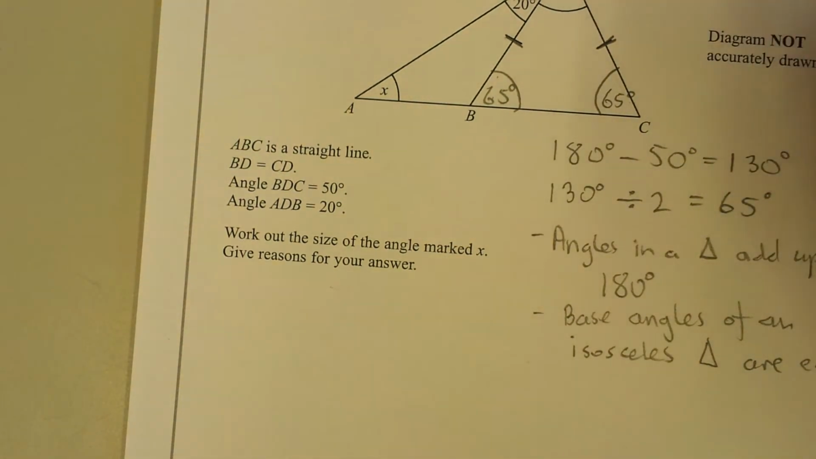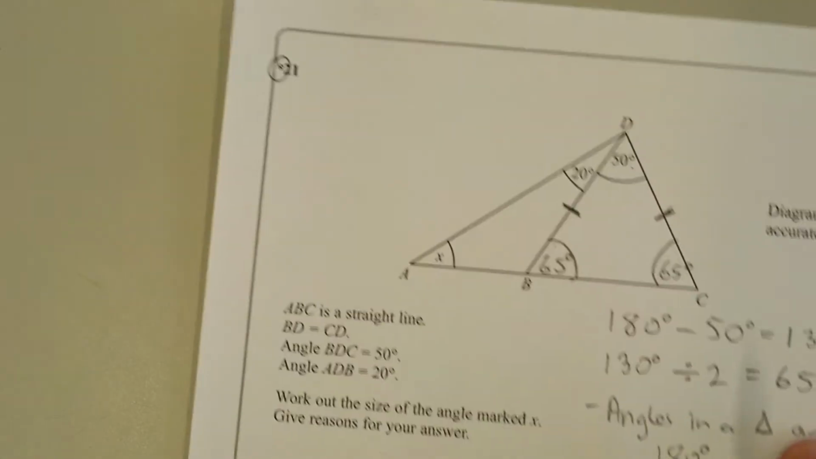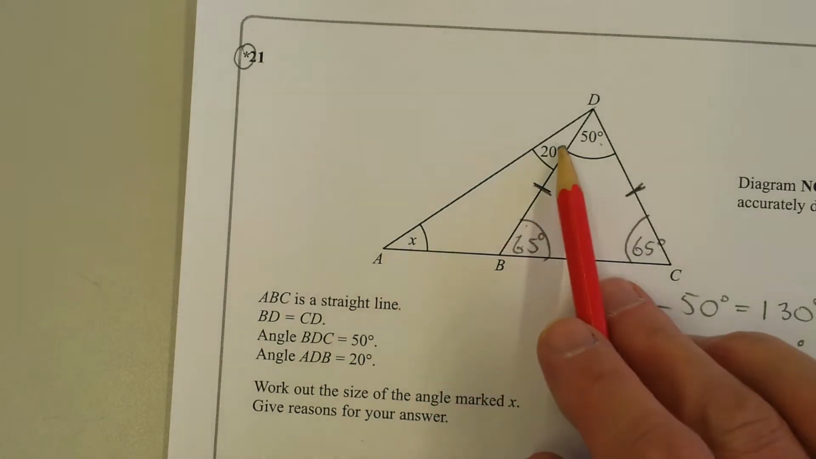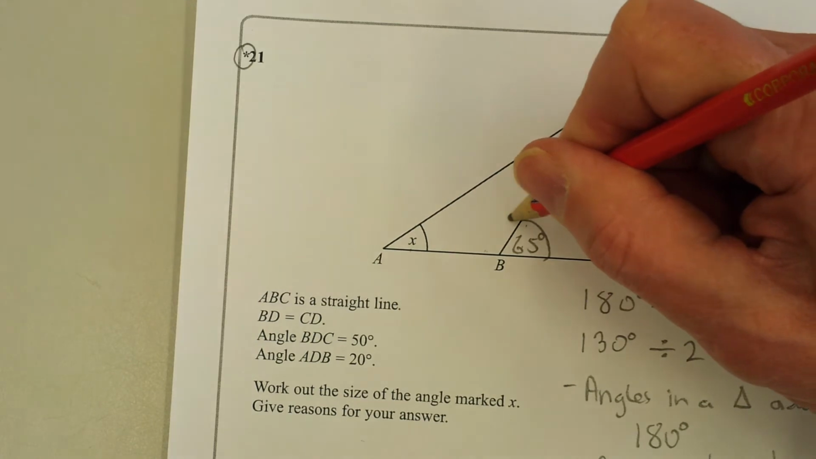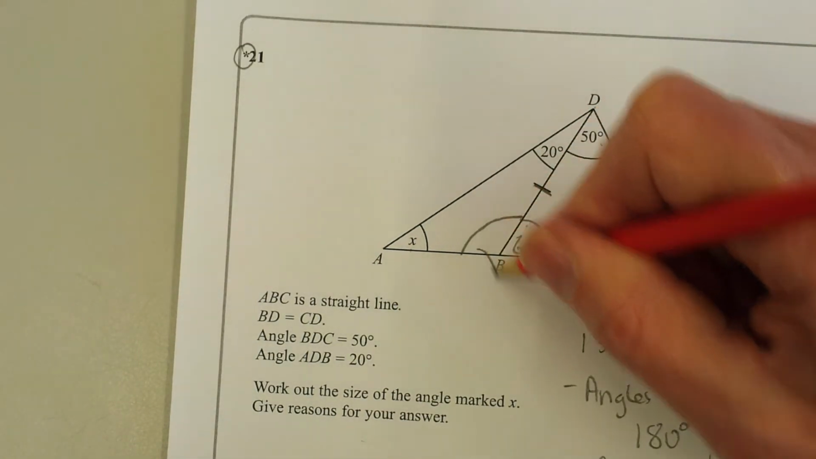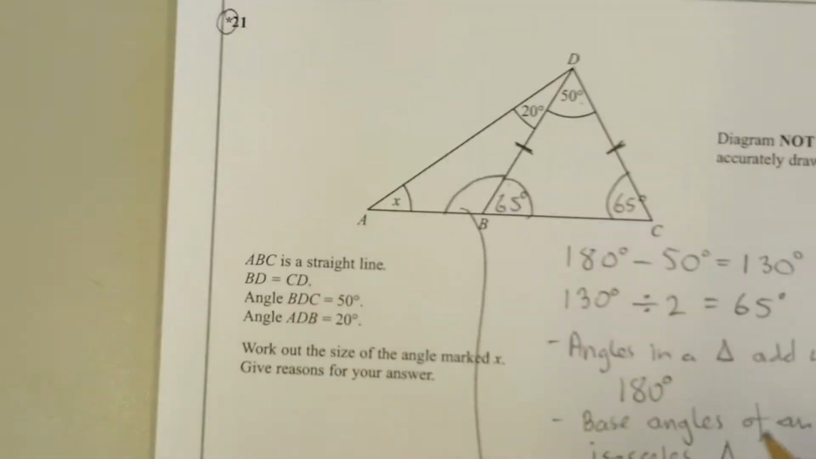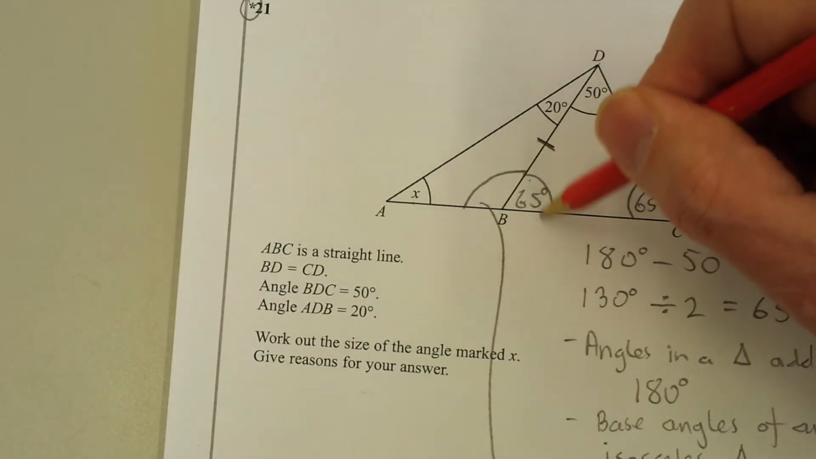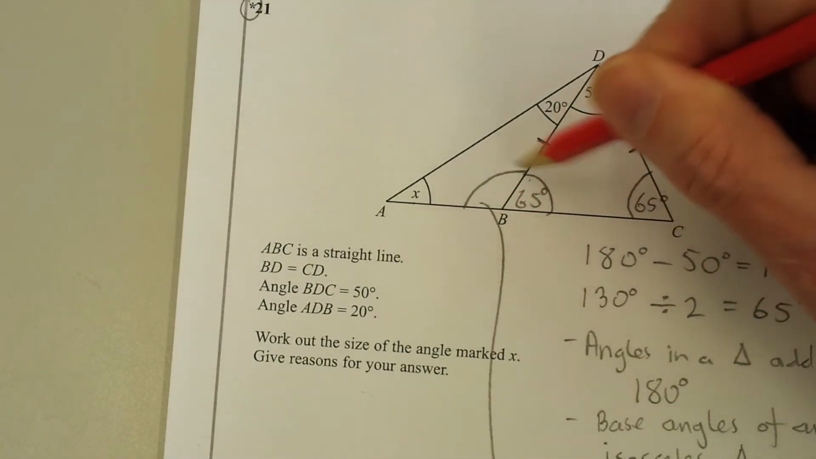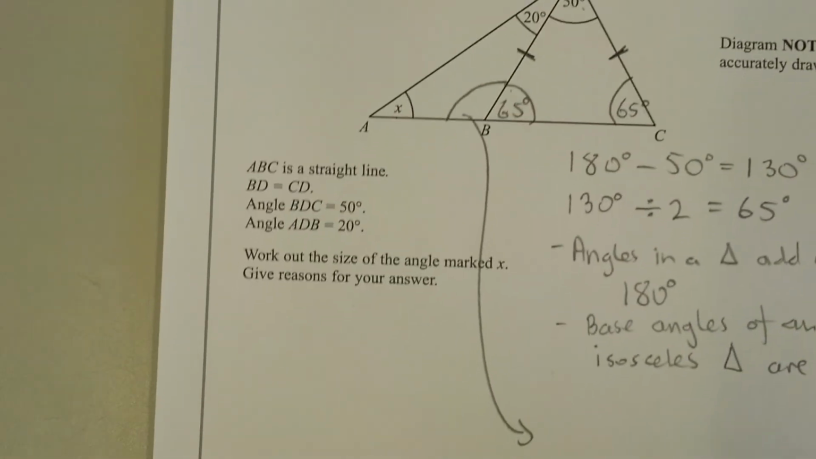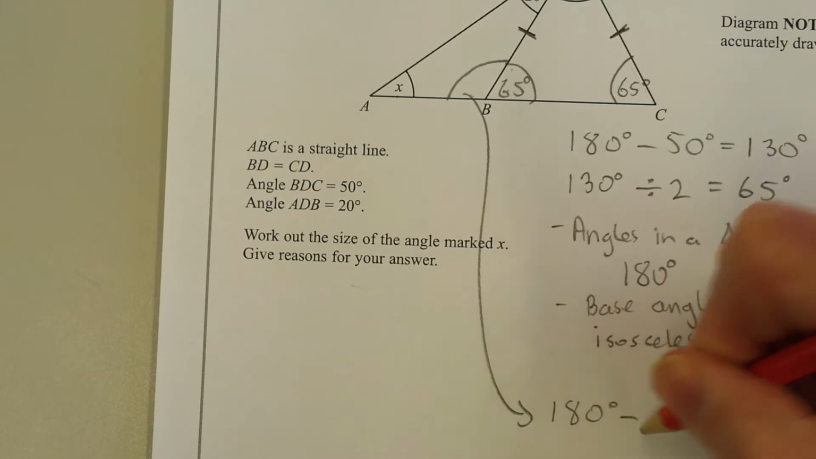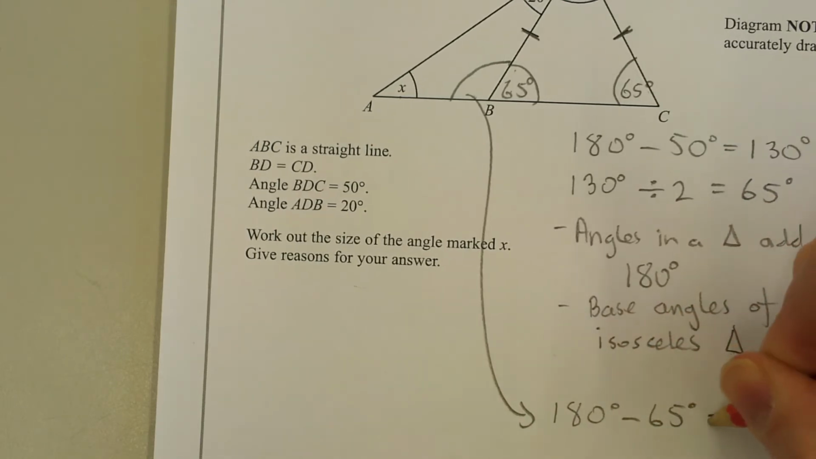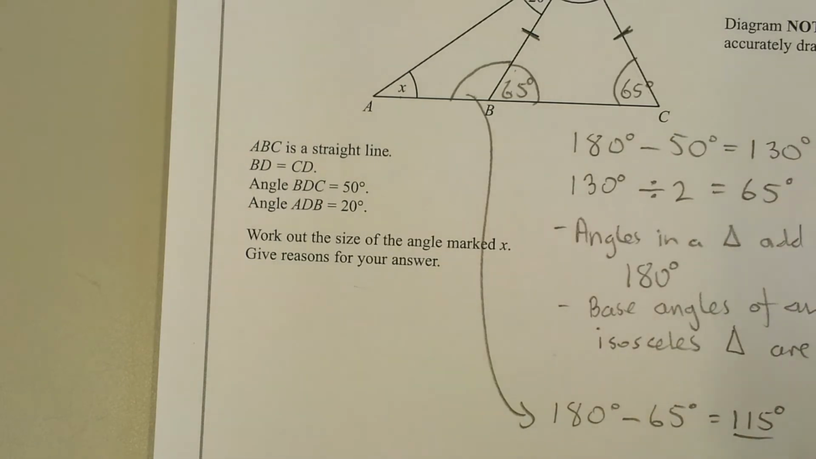Let's have a look at the next part now. We want to find this angle x here, and we've given 20 degrees. We don't know this angle, so we need to find this one. So I'll draw that one in there. Now this is angles on a straight line, and angles on a straight line add up to 180 degrees. So 180 degrees minus 65 degrees equals 115 degrees for there.